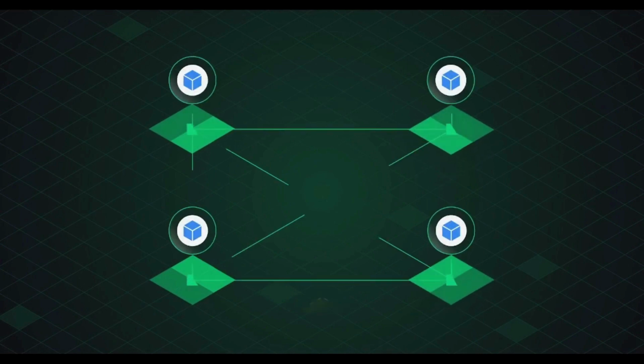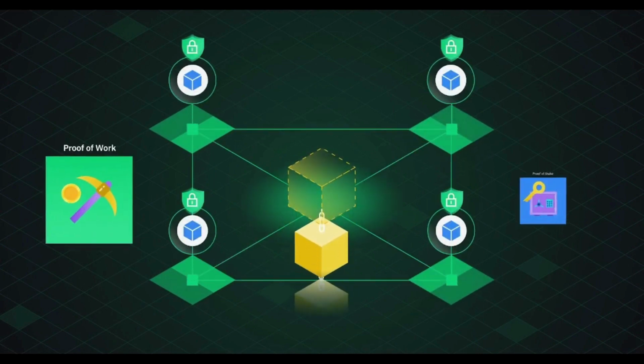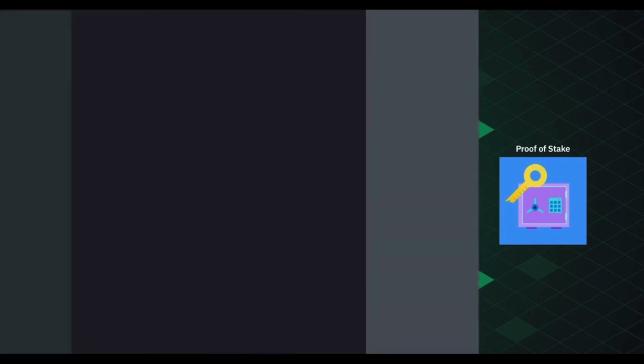To sum up, consensus mechanisms are critical to allow distributed systems to work together and stay secure, and proof of work and proof of stake are two dominant mechanisms.